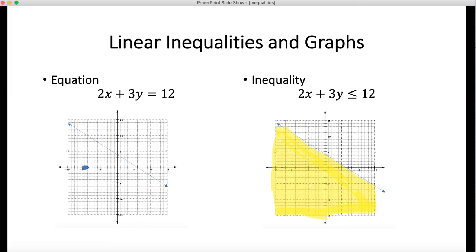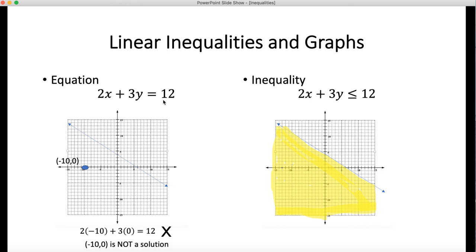For example, if we take this point, and the coordinates of this point are negative 10, 0. When we take that point and plug it into that equation, 2 times negative 10 plus 3 times 0, plugging negative 10 in for x and 0 in for y, we'll see that negative 20 plus 0 is not equal to 12. So that equation is incorrect. That point is not a solution to this equation.